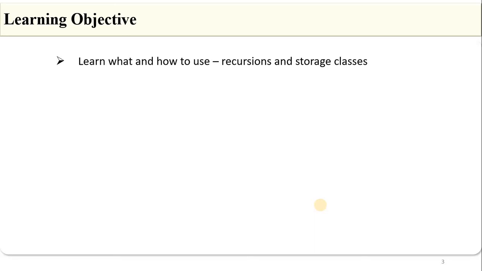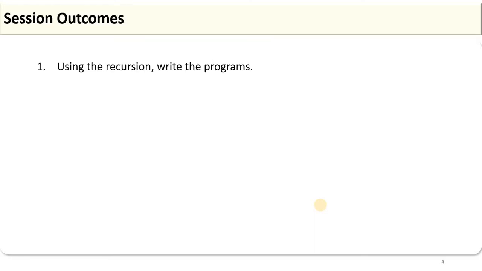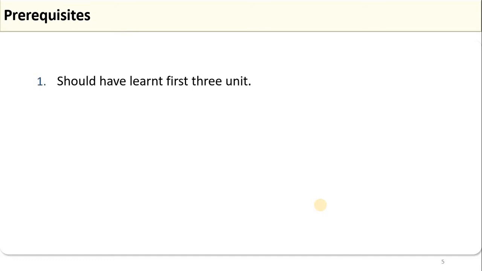The learning objective is that here we learn what recursion and storage classes are and how to use them. Session outcome: using recursion, you should be able to write programs. The requisite is that we should have learned the first 3 units of the C programming language.